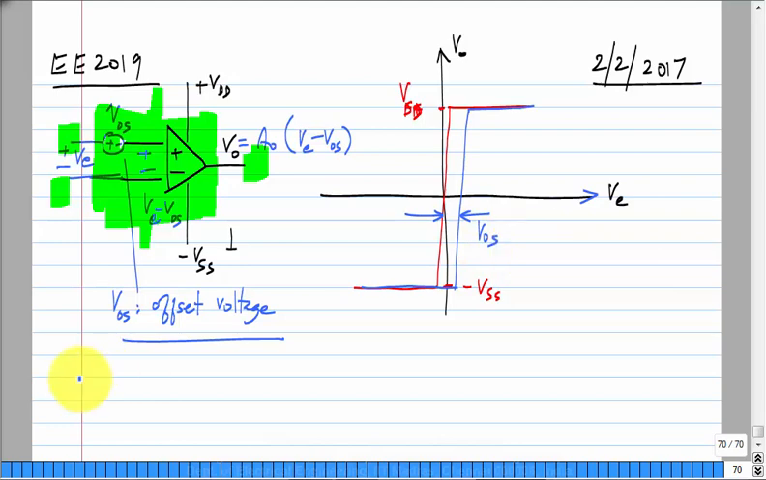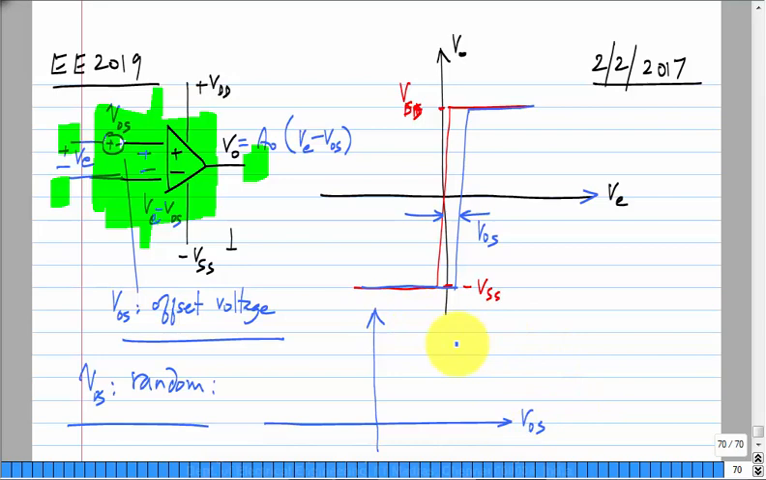Now this VOS itself is a random quantity. Are you familiar with random variables? You are familiar with histograms? Yes. So let's say you take 1000 op amps and you measure this VOS somehow. What you will see is in some it will be positive, in some it will be negative. You plot a bar graph with the number of op amps which have a particular VOS. So let's say VOS between 0 and 1 millivolts, 1 millivolt and 2 millivolts and so on.